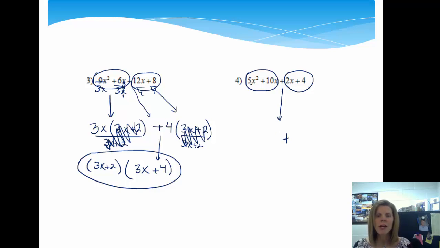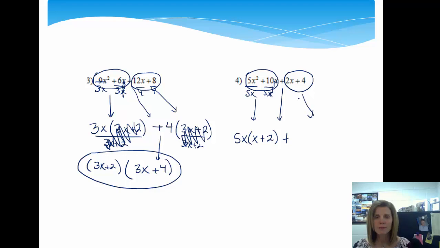so I don't forget. What number goes into 5 and 10? That would be 5. They both have an x. The smaller of the two is x. So now we're going to divide out of 5x. Start my parentheses here. 5x squared divided by x is going to be x, or just 1x, plus 10, the x's zap each other. 10 divided by 5 is 2. So that part is done.